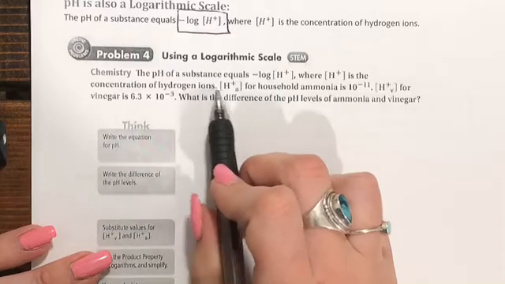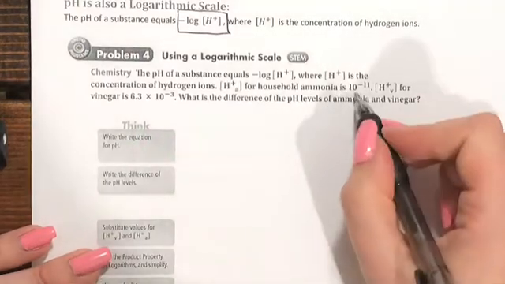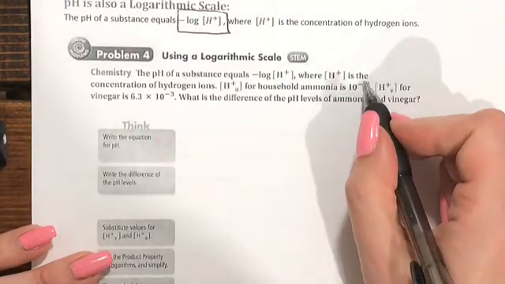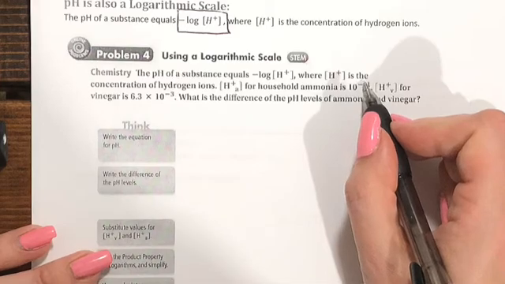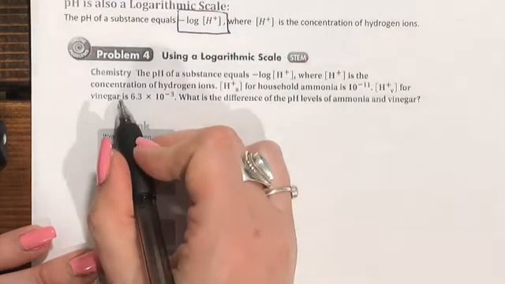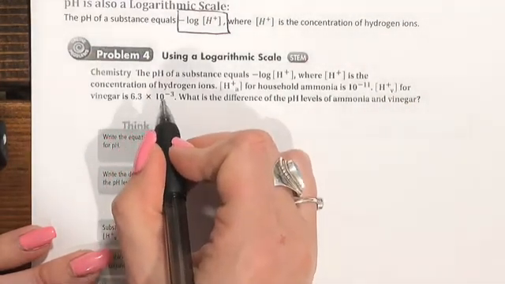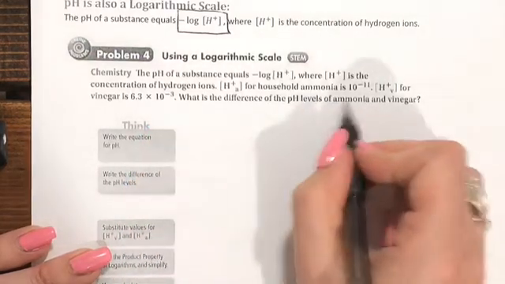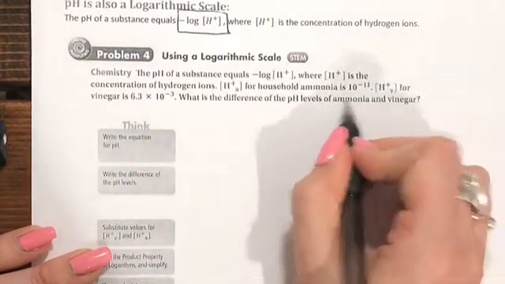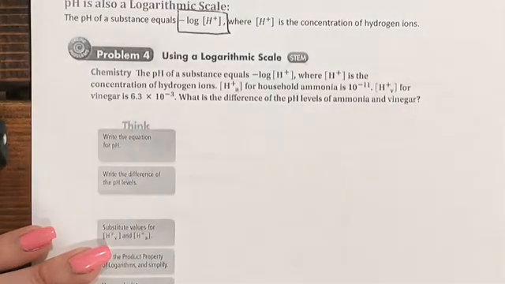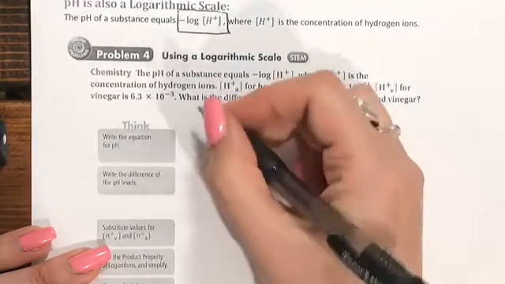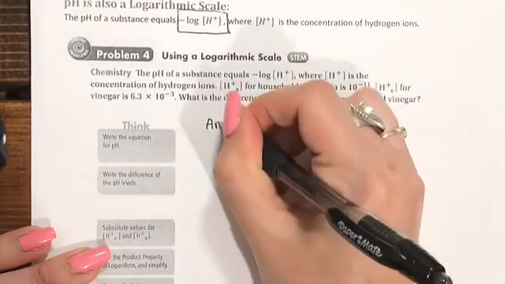On this problem, it says for household ammonia, you have 10 to the negative 11 power of hydrogen ions. And for vinegar, you have 6.3 times 10 to the negative 3. So what's the difference of pH levels for ammonia versus vinegar? First we need to figure out what the pH levels are for each one. So let's do the ammonia first.